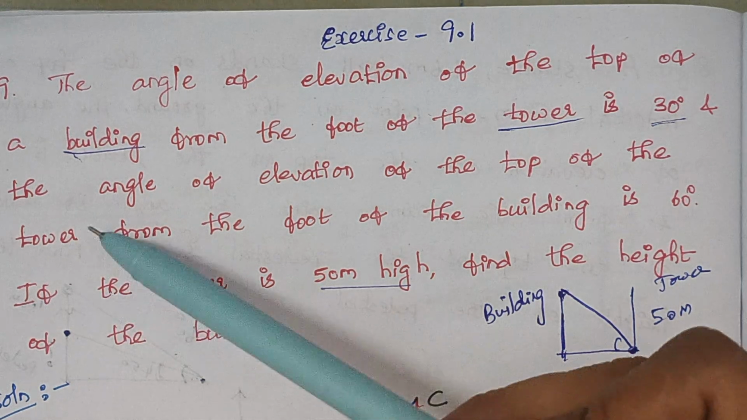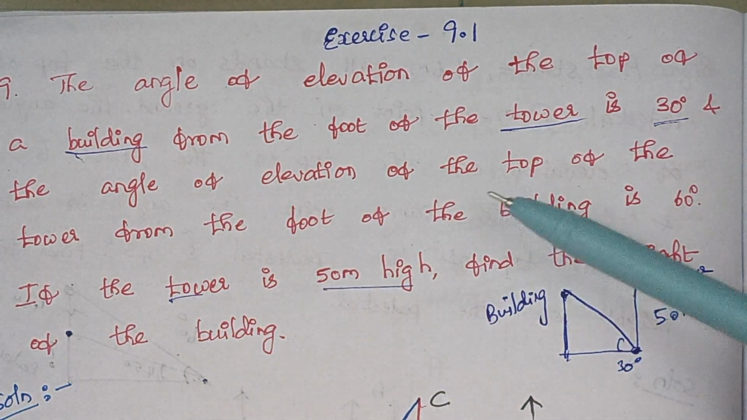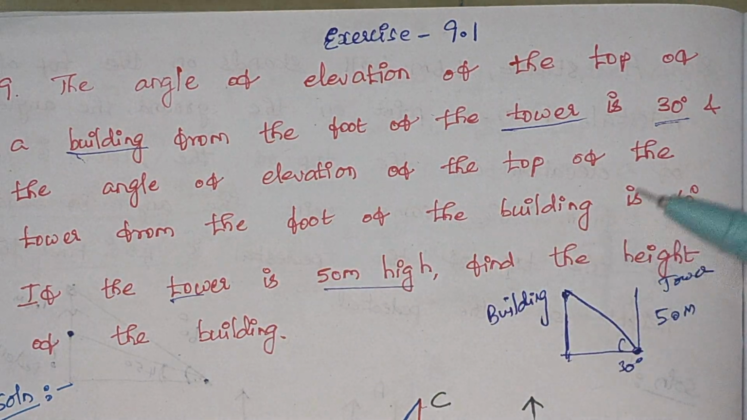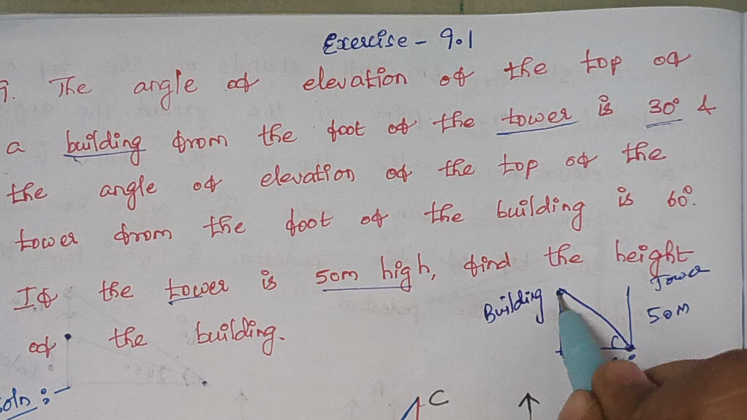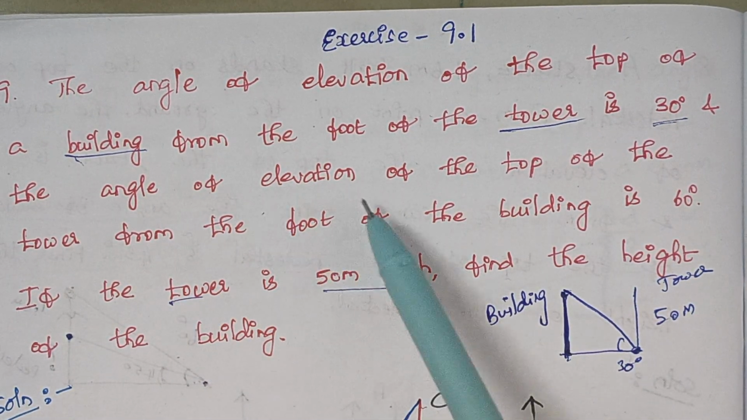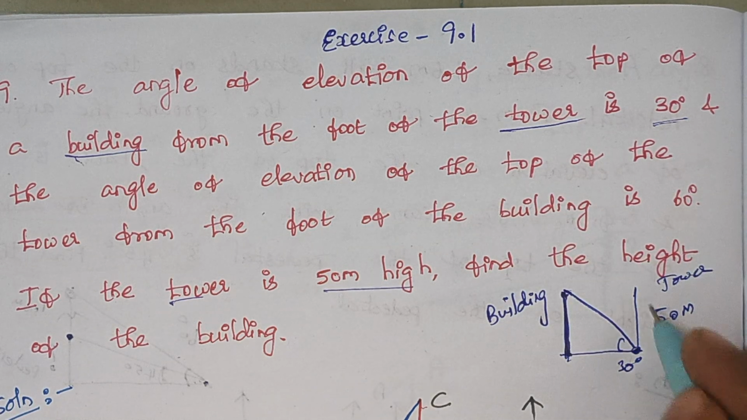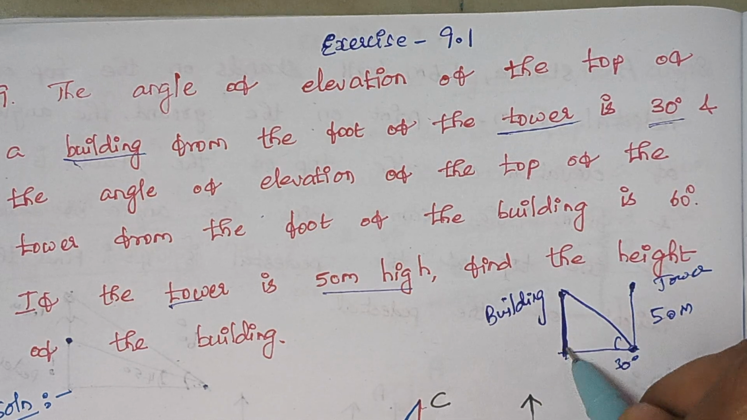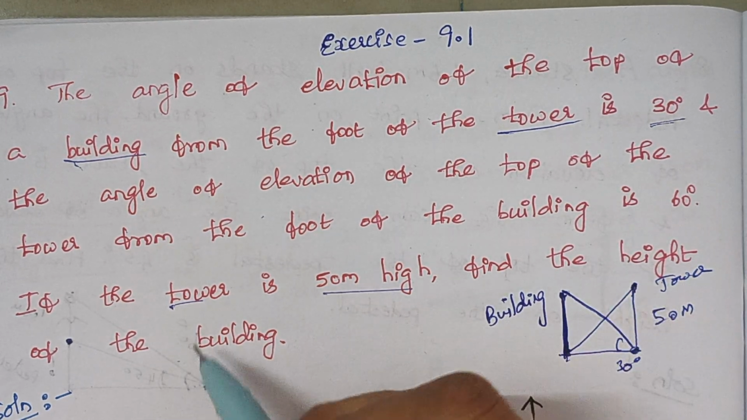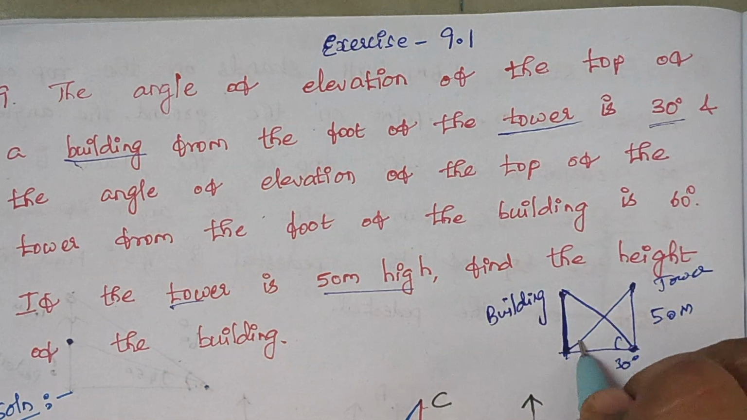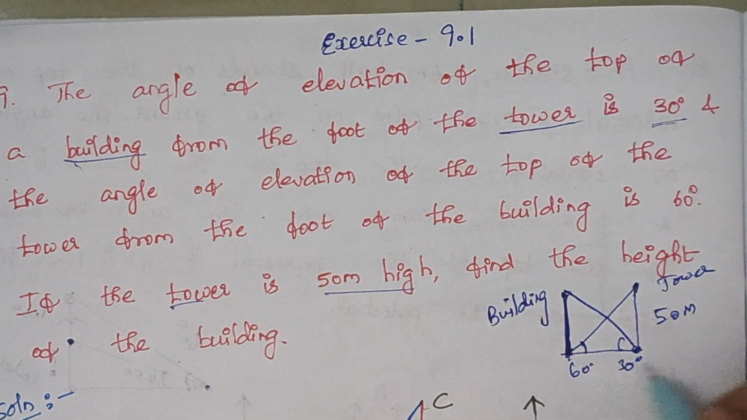Now the angle of elevation of the top of the tower from the foot of the building. Let this be your building, and you see the angle of elevation of the top of the tower. So this is the angle of elevation of the top of the tower from the foot of the building. Here it is 60 degrees.